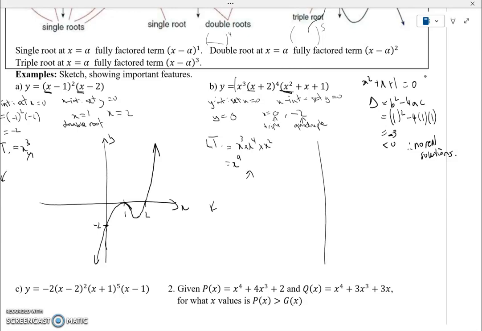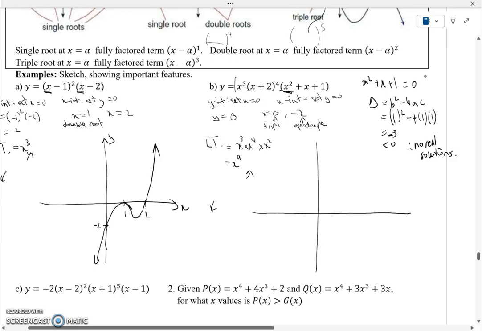Let's draw our graph. I'll try and draw it a little bit neater. x, y. Okay, 0, -2. It's not a lot of points to know, but that's what I've got.